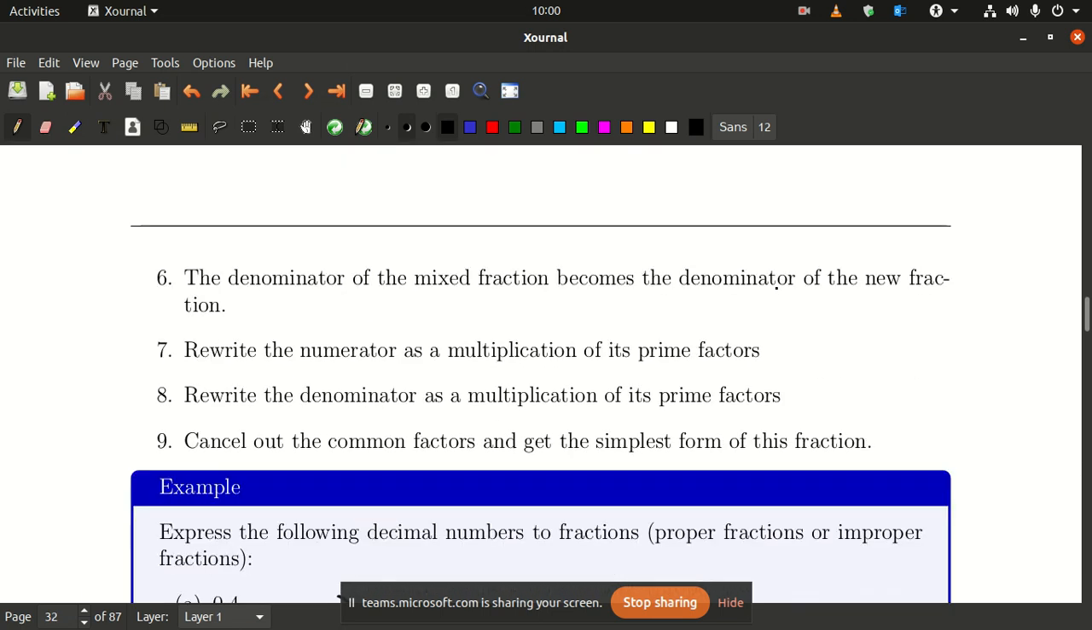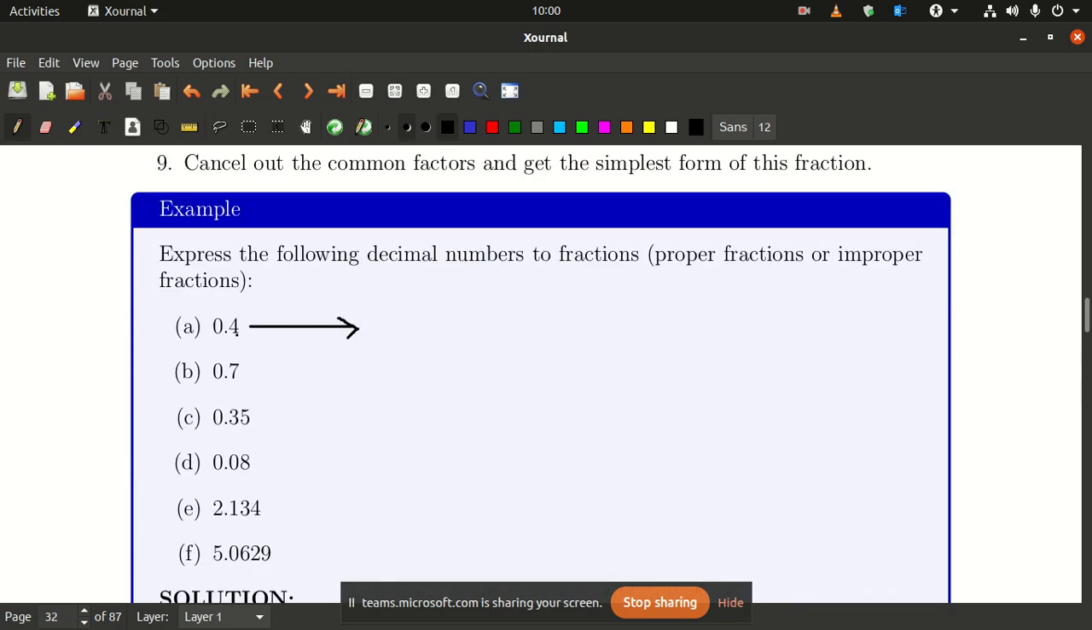Now, please unmute yourselves, guys. I want us to talk about this one here. What is the whole part here in this decimal? 0. Okay, thank you. Let me first do this here. And then I have a numerator, and then I have a denominator. So the whole number part is 0, so it goes here.